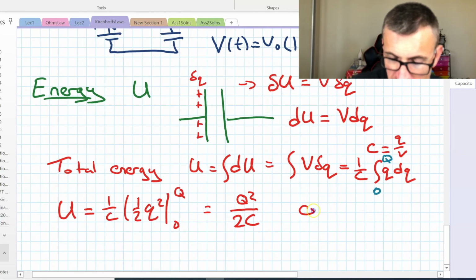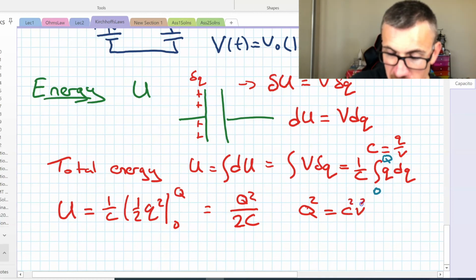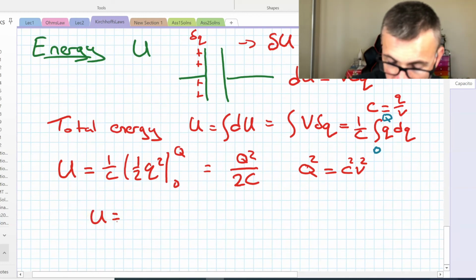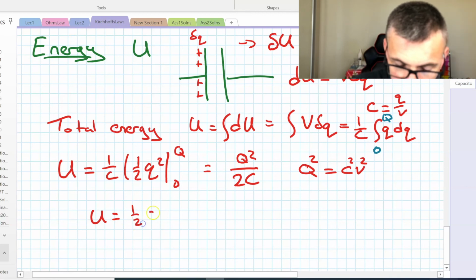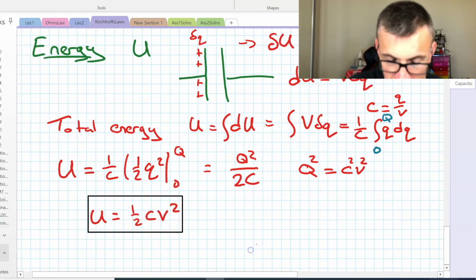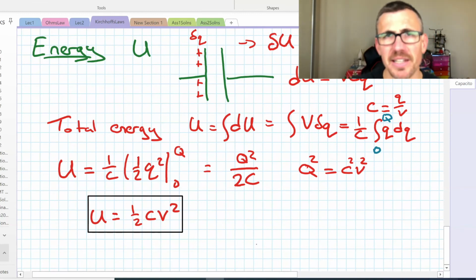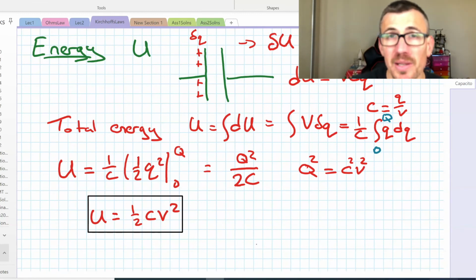Now, often we can write this in terms of voltage and capacitance, because Q is equal to CV. So Q squared is equal to C squared V squared. So we can write down the energy U is equal to, if we're doing our math right, 1/2 CV squared. And that is the energy stored in a capacitor. But where is that energy stored? Well, we've built up an electric field. And that means the energy of the capacitor is actually stored in the electric field.